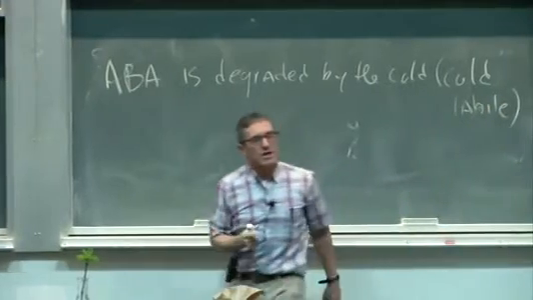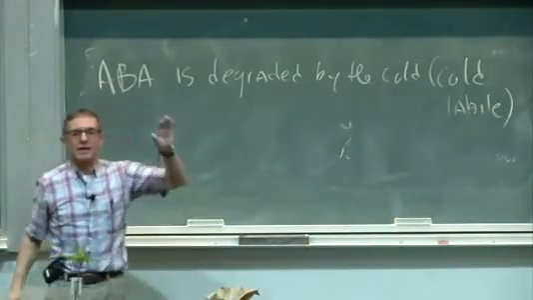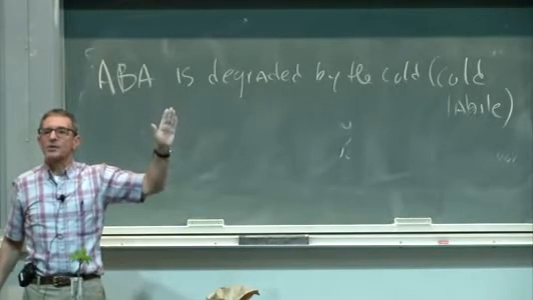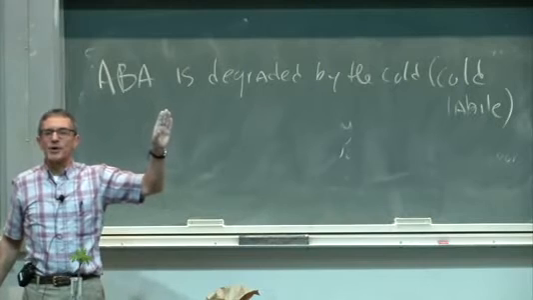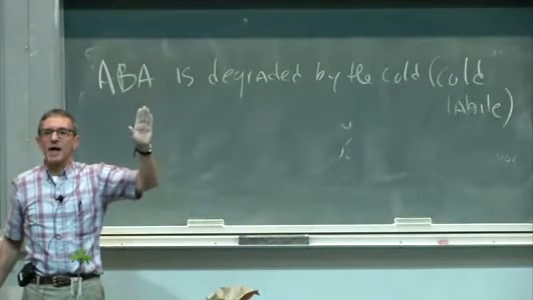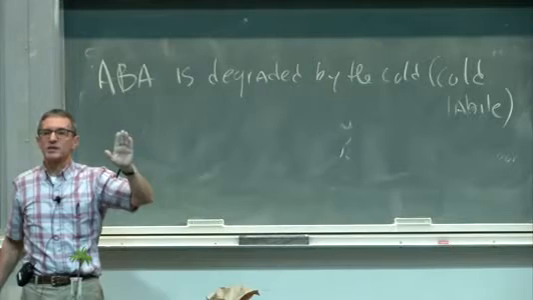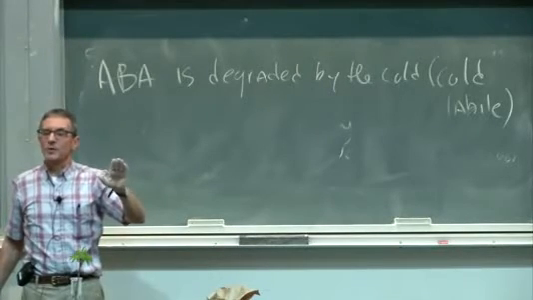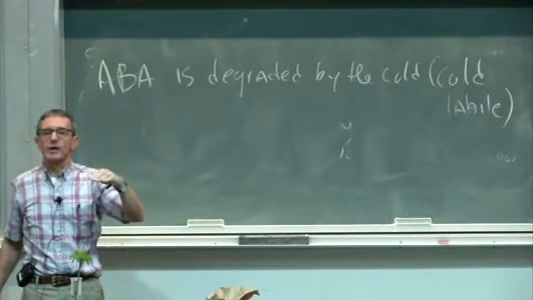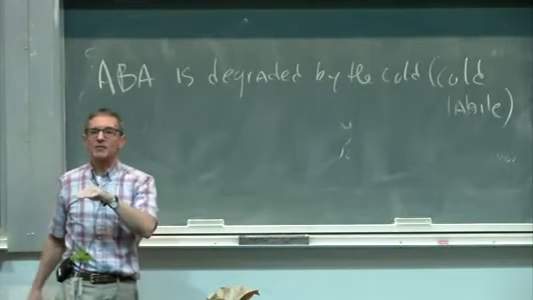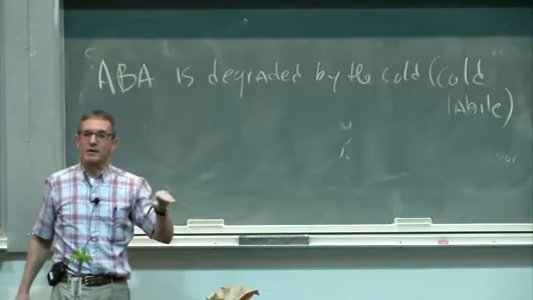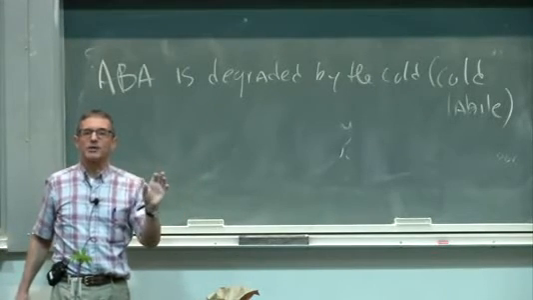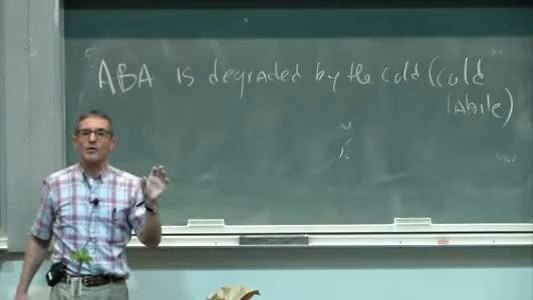So what happens in a natural environment is that the seed falls to the ground, winter comes along, and now there's a period of cold. During that period of cold, the ABA is gradually being degraded, gradually disappearing, so that eventually it reaches a level at which it is no longer inhibitory, and presumably when it reaches that level, it's a proper time to germinate in the environment.